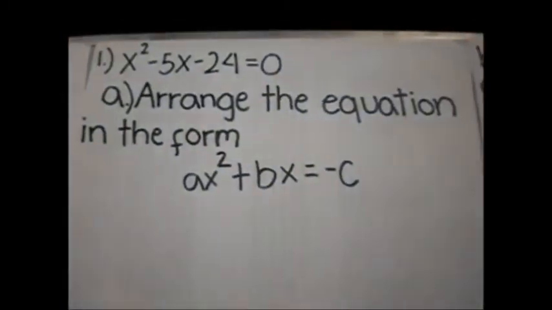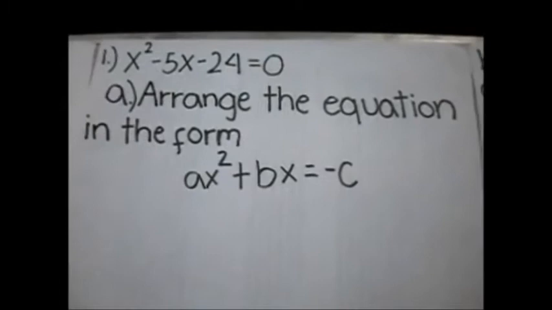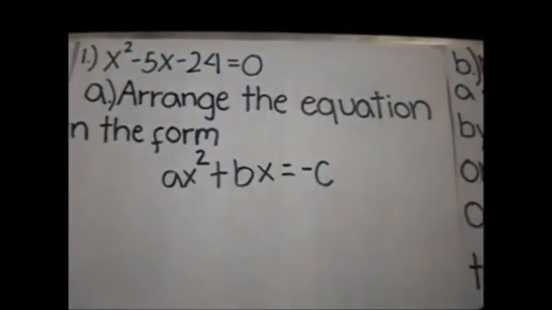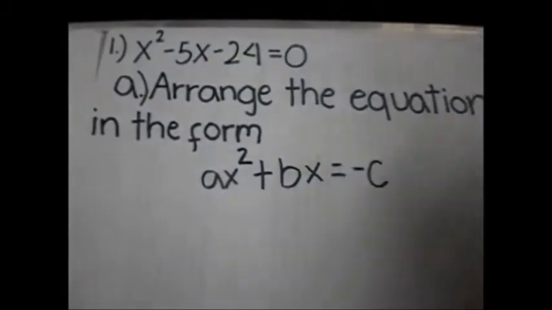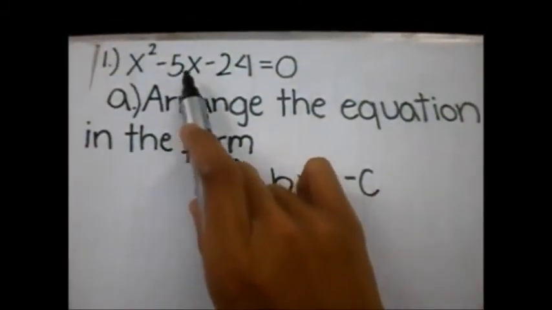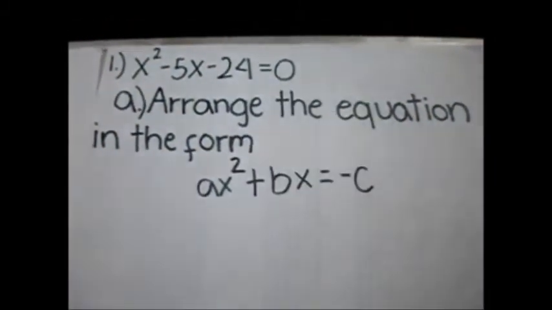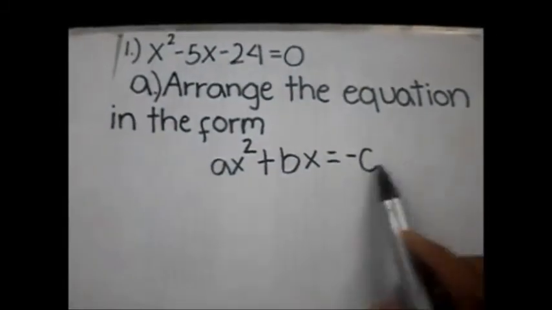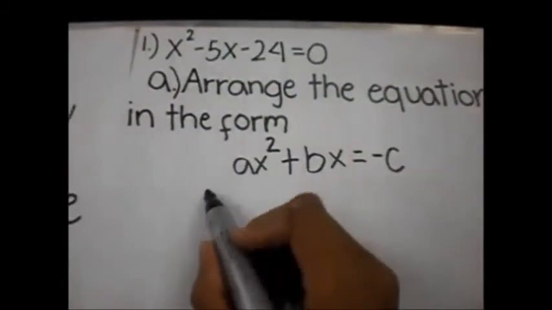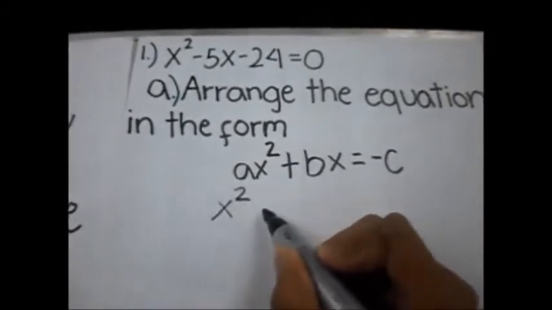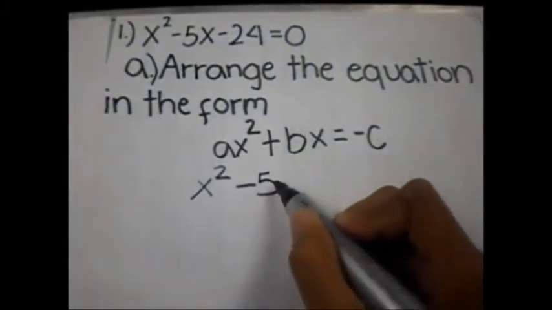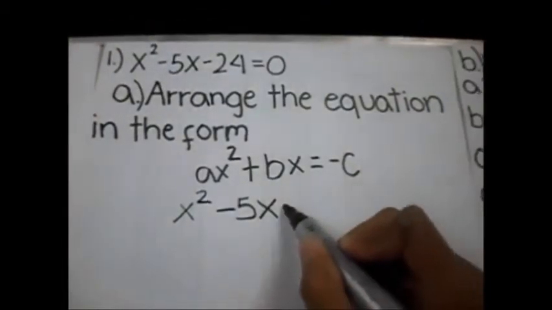The first step in solving by completing the square is to arrange the equation in the form ax squared plus bx equals negative c. Given the equation x squared minus 5x minus 24 equals 0, we must arrange that equation in that form. Okay, let's do it. x squared minus 5x minus 24.